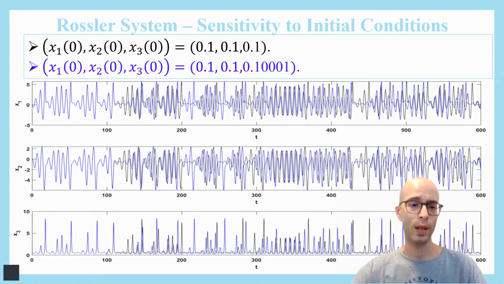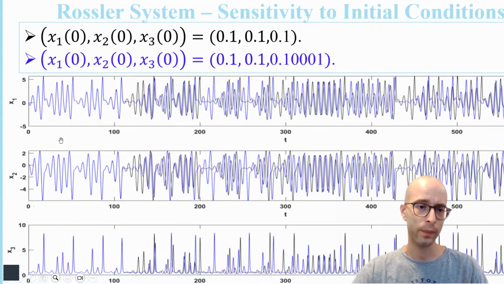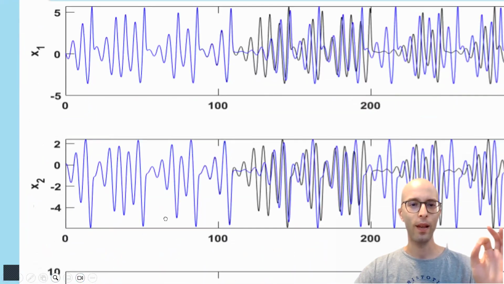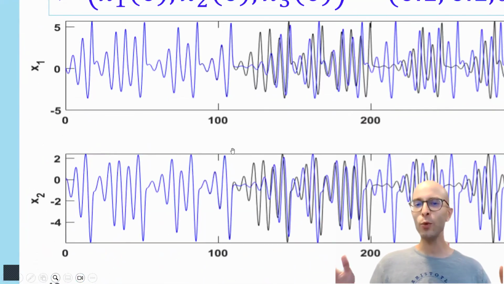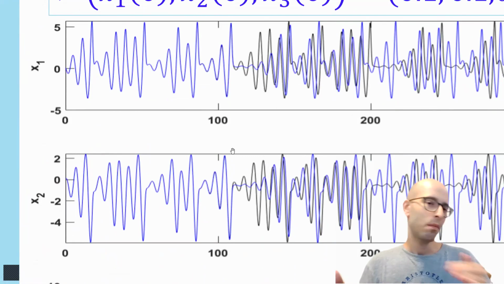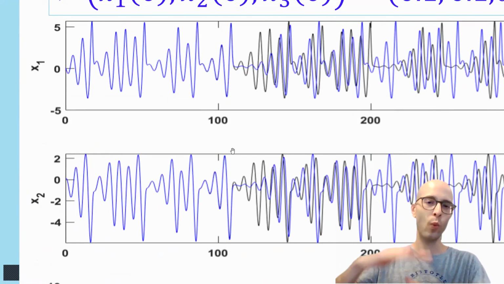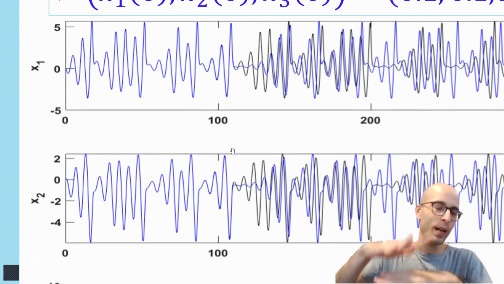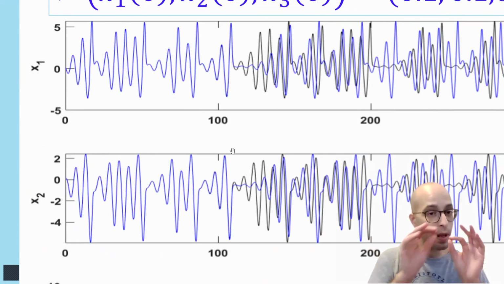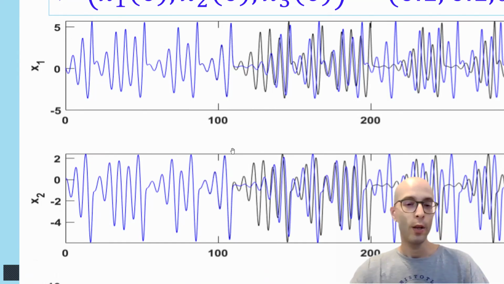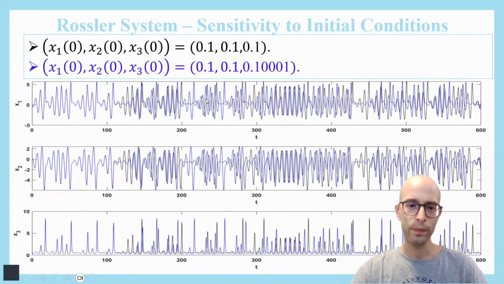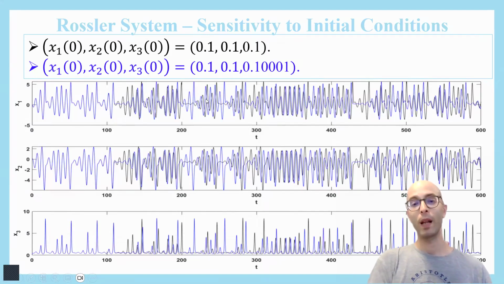So see what happens if I zoom in right here. You see that for all three states, for the first around 100 seconds, the solutions are exactly the same. One is plotted in black, the other in blue. You cannot distinguish them because they are very close to each other. So initially, the solutions are almost identical.